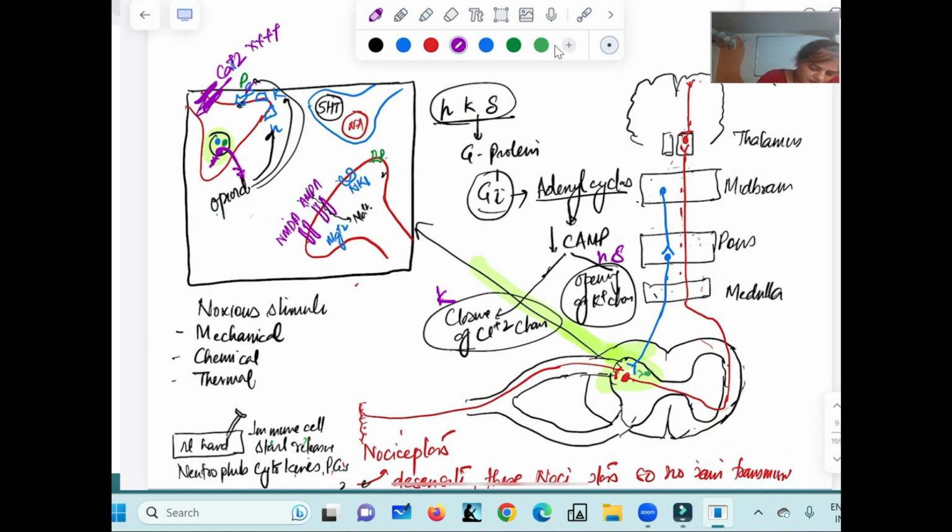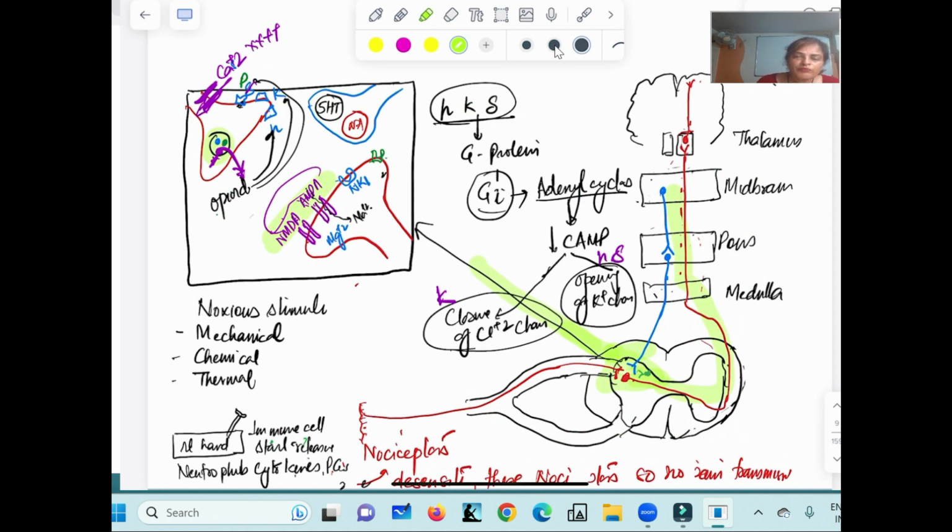The neurotransmitters substance P, calcitonin gene related peptide and glutamate will not come. They will not bind postsynaptically. Then in this postsynaptic region there will be no impulse. The person is not going to feel pain.